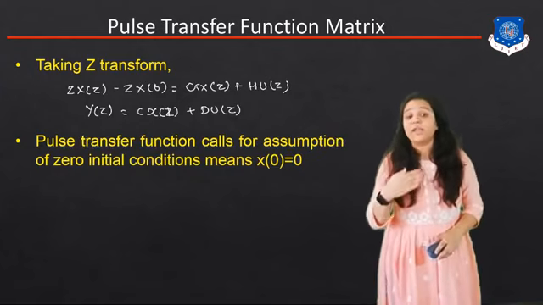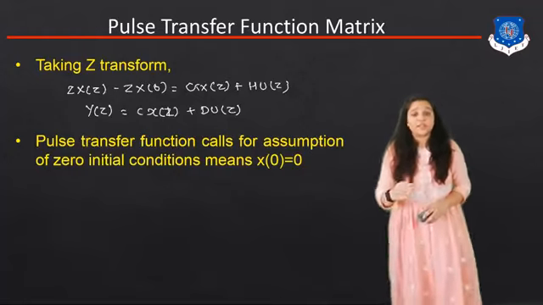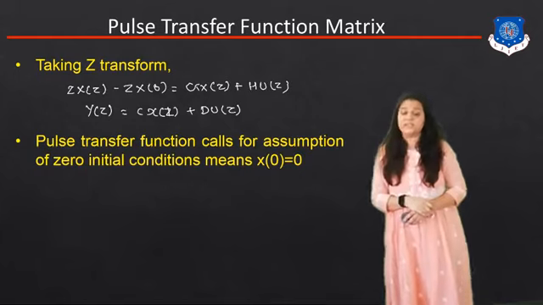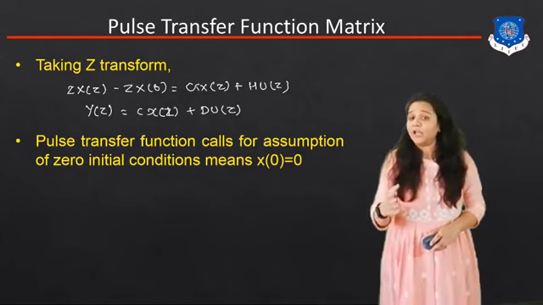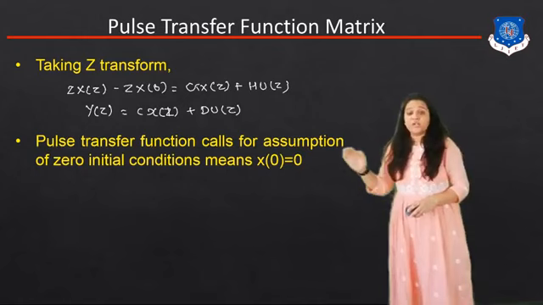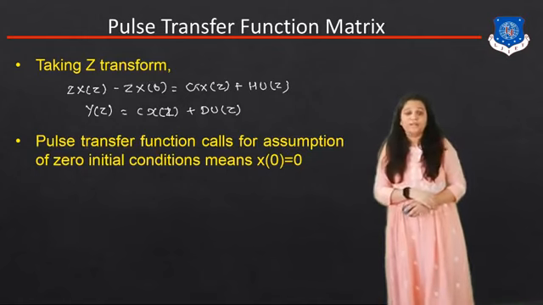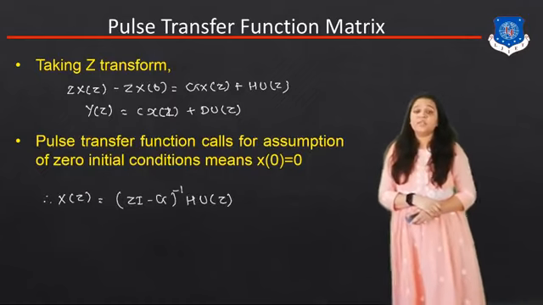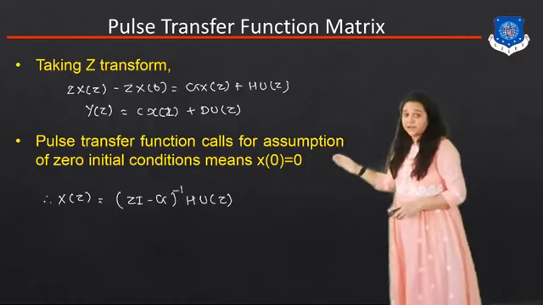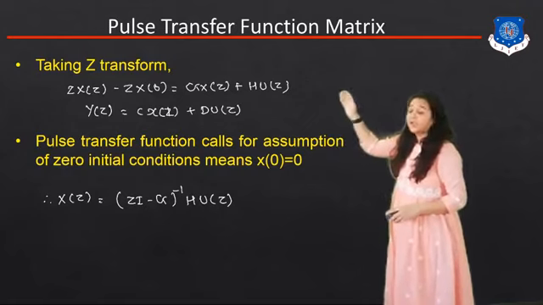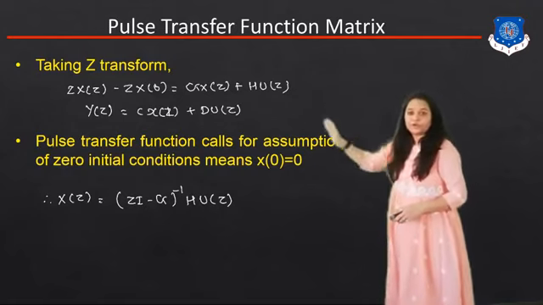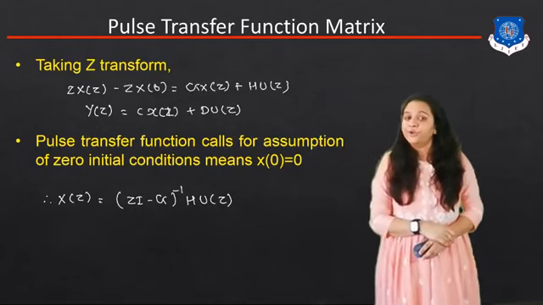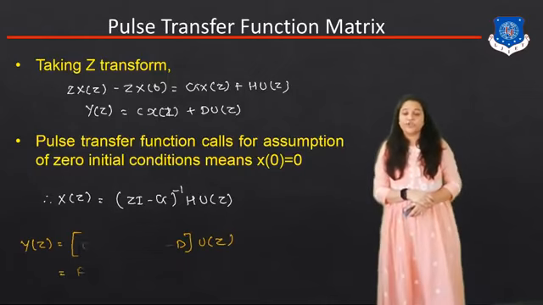Up to now, in an example or in any system that follows discrete-time state space analysis, they will give the value of the initial condition. But for the pulse transfer function, we take the initial condition equal to 0. So in the above equation we put x(0) = 0, and X(z) = (zI - G) inverse times HU(z).